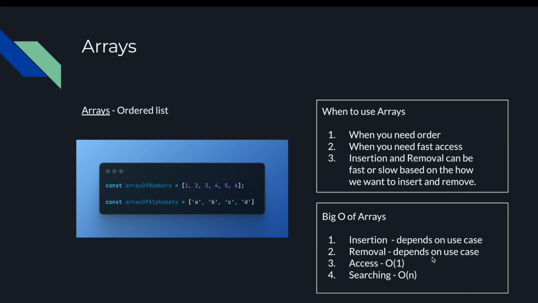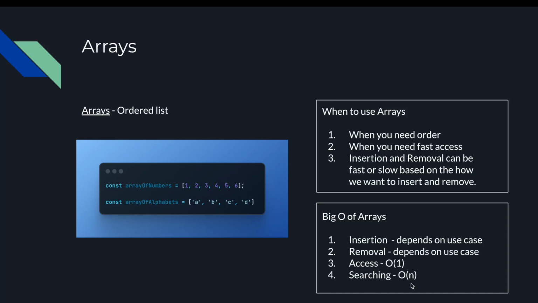Removal also depends on the use case, on where you are removing the array element. If you are removing it from the end, it will be fast with a time complexity of O of 1, but if you are removing it from the beginning, in that case all of the array elements will be shifted by one index, which results in a time complexity of O of n. Access can be fast here. Why? Because if you have the index, you can access it by passing the index only.